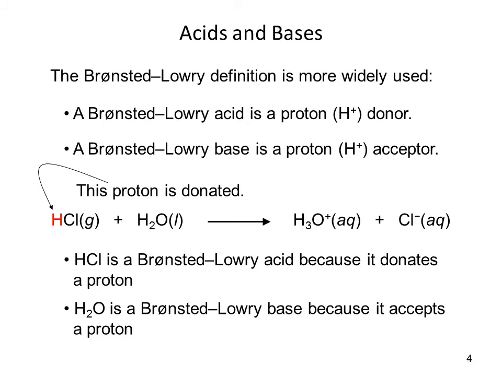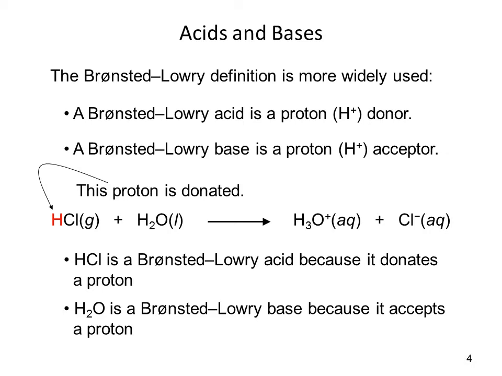A broader definition of acids and bases is the Bronsted-Lowry definition. A Bronsted-Lowry acid and base are just considered proton donors and acceptors. So all we do is we look to see what's giving up a proton, that's our acid, and what's taking a proton, that's our base.